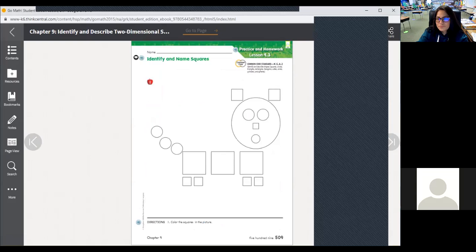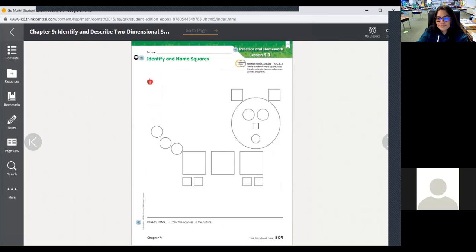Teacher, draw a picture that has squares in it? Say it again. Can you draw a picture that has squares in it? Yes, you may. You can draw a picture. Remember, it has 4 sides, all the same, 4 vertex.